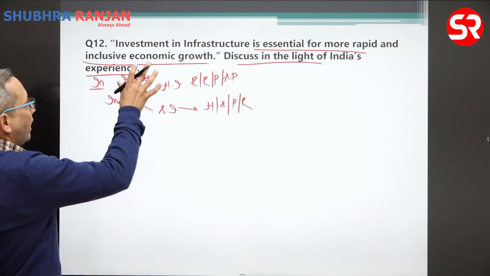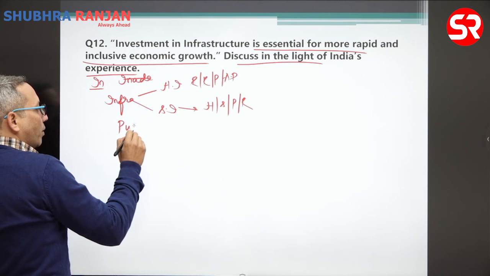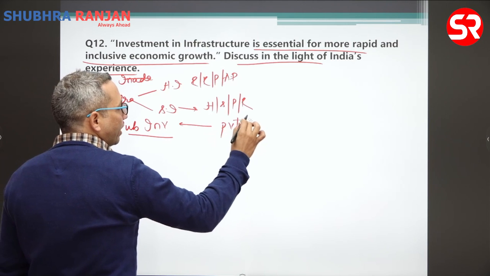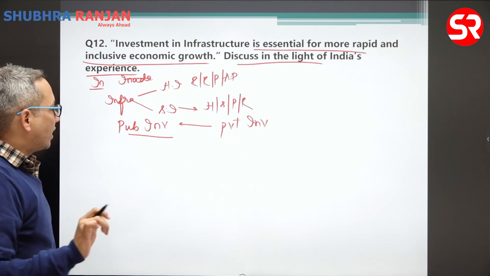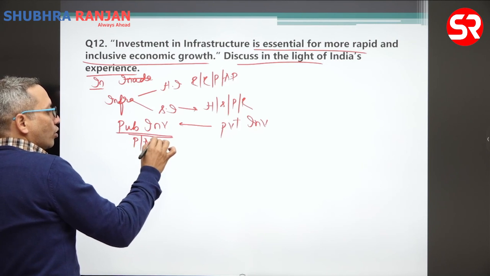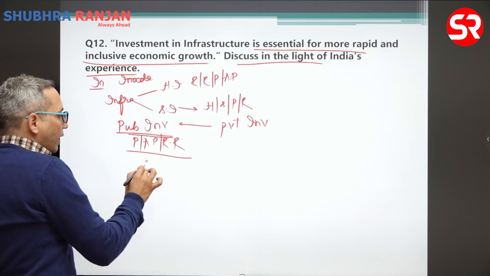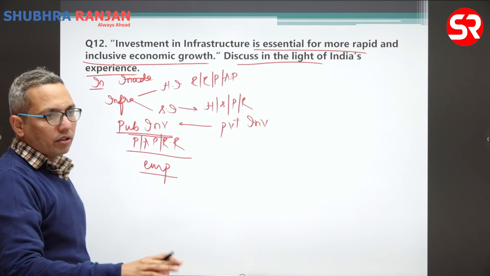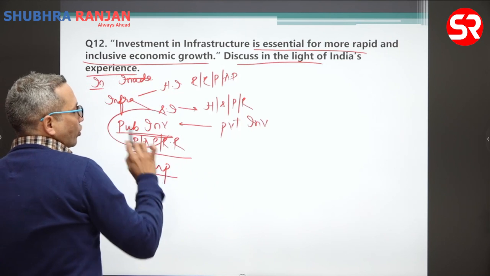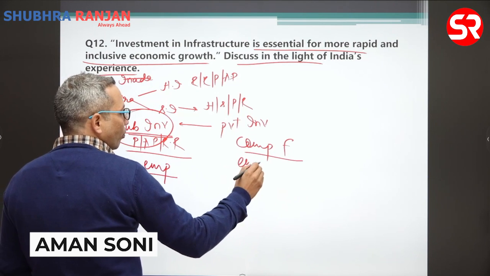Then we'll say how infrastructure leads to more rapid and inclusive economic growth, because first is that public investment in infrastructure attracts more private investment in infrastructure. When I say public investment in infrastructure, it means construction of more ports, airports, roads, railways. So when government spends money on public infrastructure, then it creates more employment opportunities. Then because of that public infrastructure, more companies, more factories come up, which further create more employment opportunities.